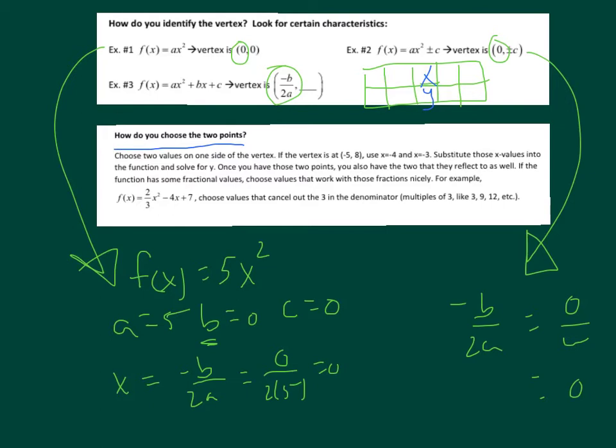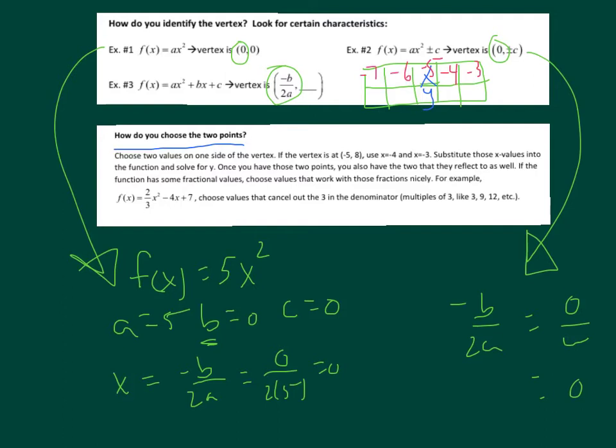Well, for me, I choose 2 values on one side of the vertex. So, say the vertex was at negative 5, 8. Then I would use negative 4 and negative 3, in ascending order, then, that's where those would go, and this would be the negative 5. And then, of course, going the other way, I would be at negative 6 and negative 7.